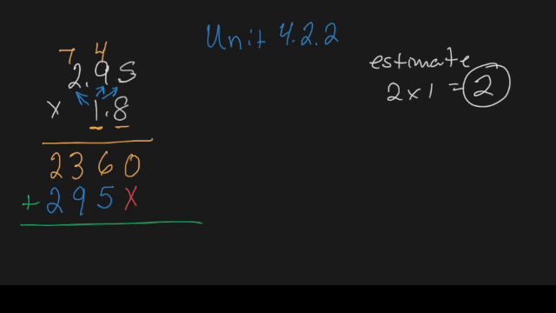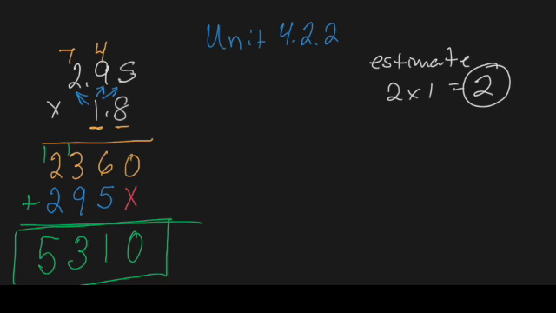Now all that's left to do is add these two numbers up. And 0 plus 0, we're going to get a 0. 6 plus 5, we're going to get 11, and we'll carry our 1. 9 plus 3 is 12, plus 1 is 13. And carry our 1, and 2 plus 2 is 4, plus 1 is 5. So here is what we're left with.